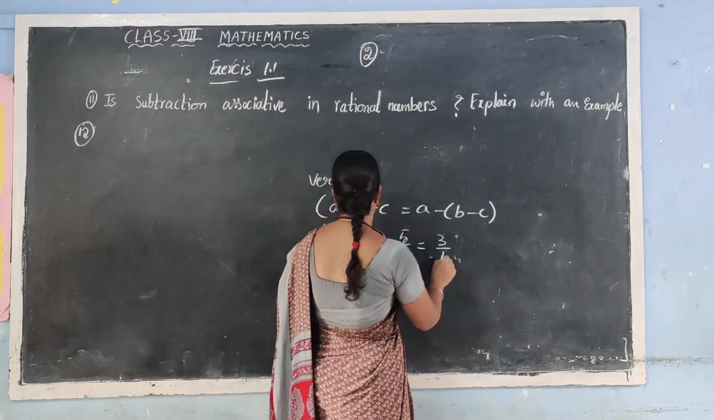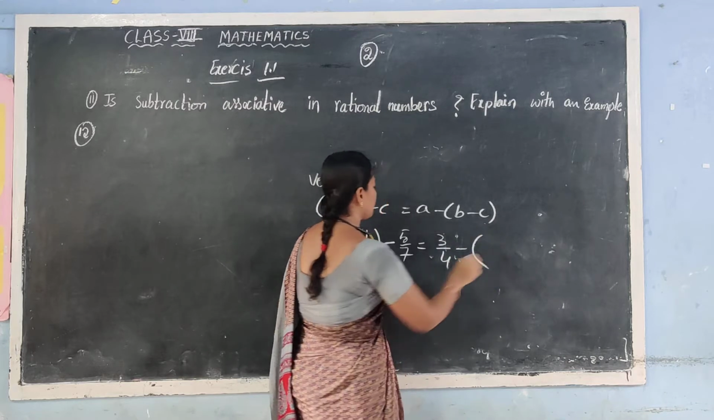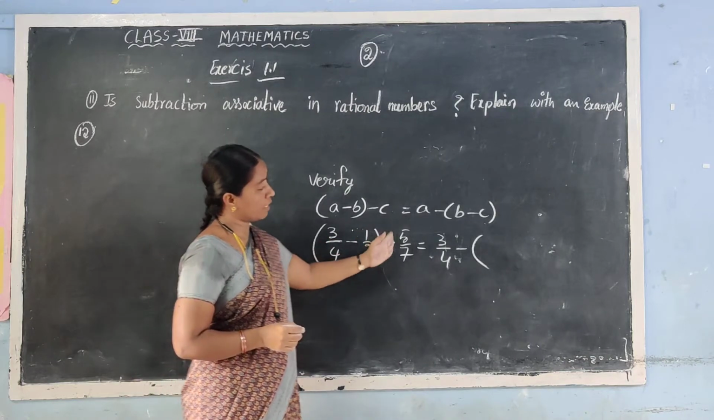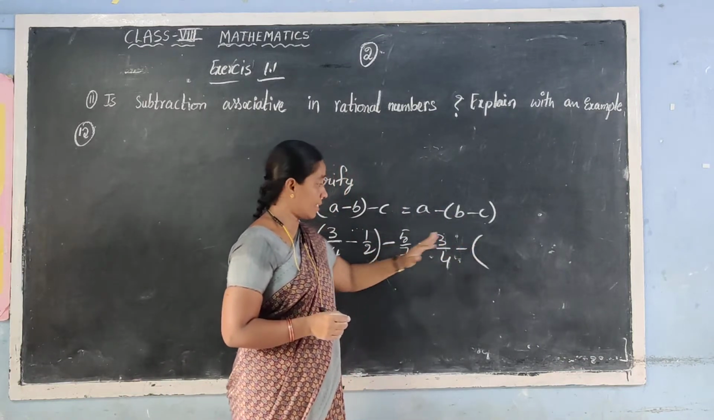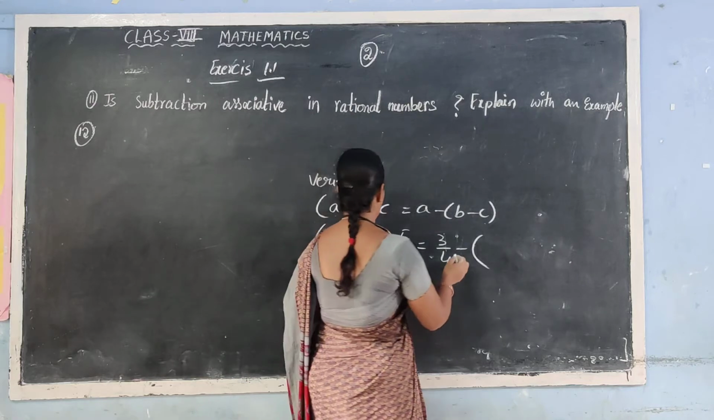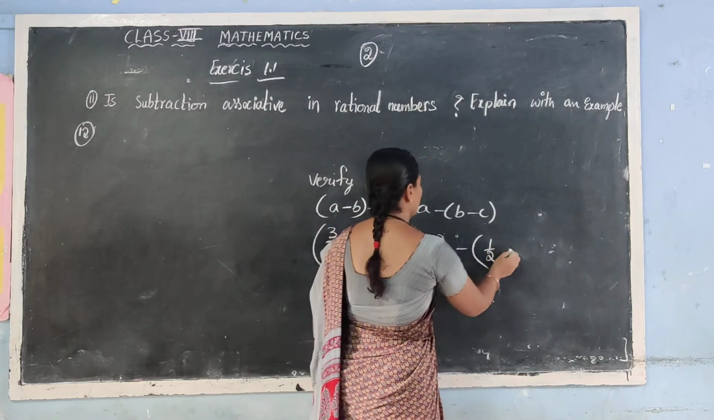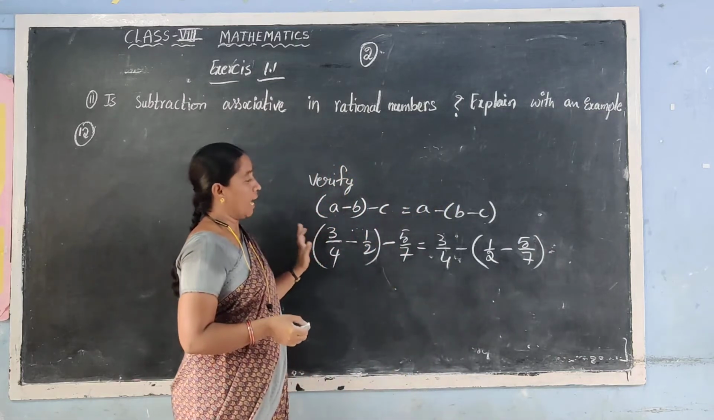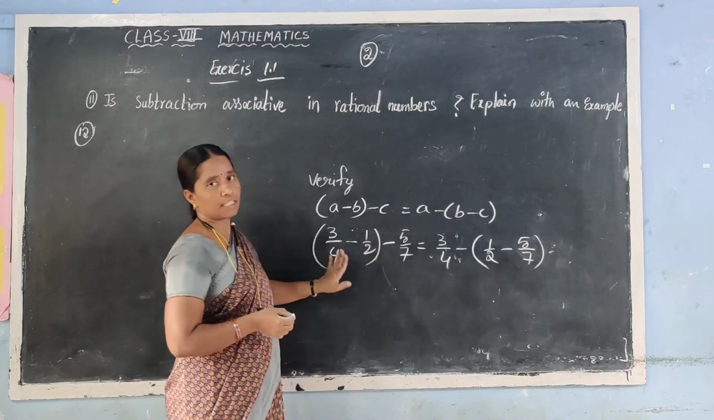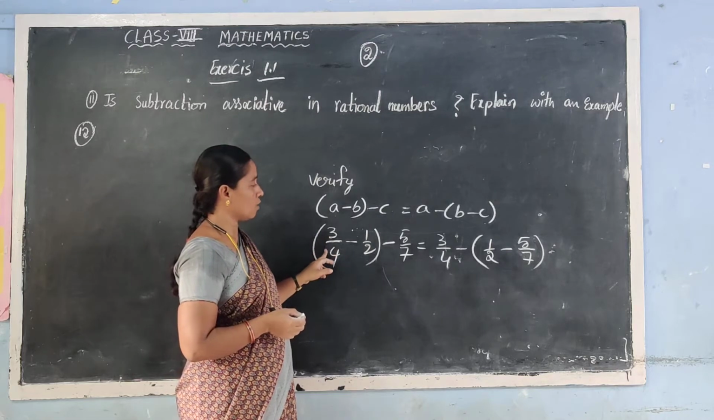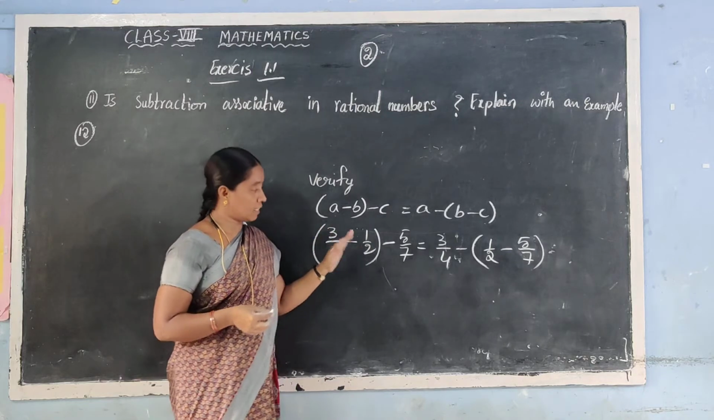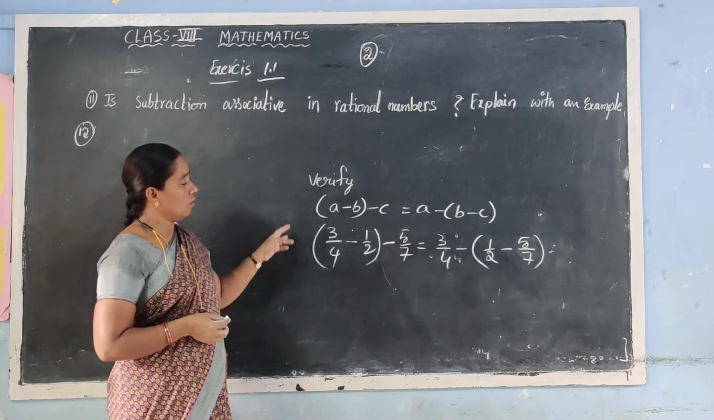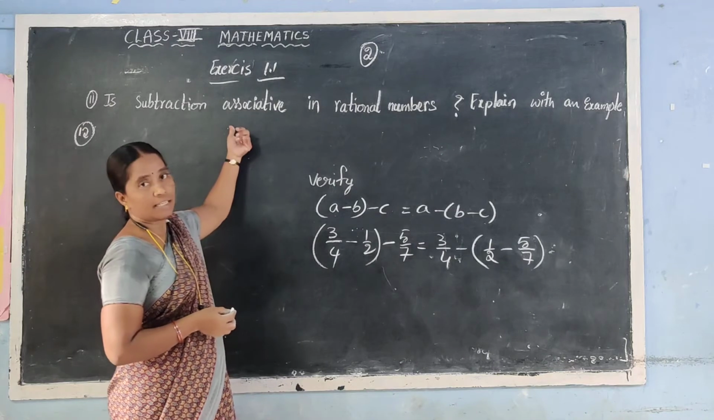Whichever rational numbers we take on the LHS side, those same rational numbers we have to take on the RHS side also. So 3 by 4 minus 1 by 2 minus 5 by 7. I already gave homework like this, and you have done it also. Some members checked it also. Very good, you are doing well. So this is what they are asking here.